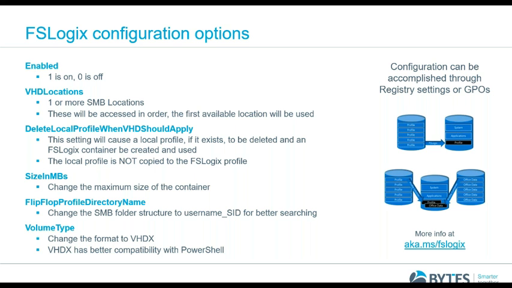Another useful thing is this flip-flop profile directory. Generally, when you look at the folder where you've got those images stored, it'll be SID_username. That's not very useful if you're in a hurry trying to find a user's profile disk to be able to resolve an issue. So if you use this flip-flop directory name, it actually changes it, and I personally think this should be the default, to username and then the SID. This just makes sure that you can find that user profile a lot better, because when you look in File Explorer, it'll be listed in a more useful manner.